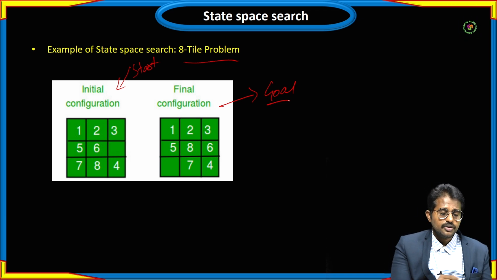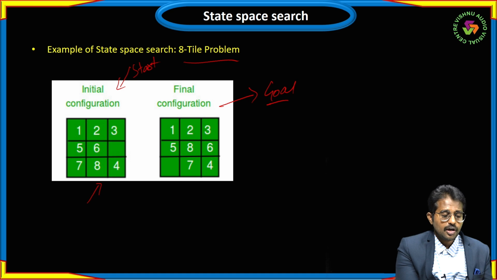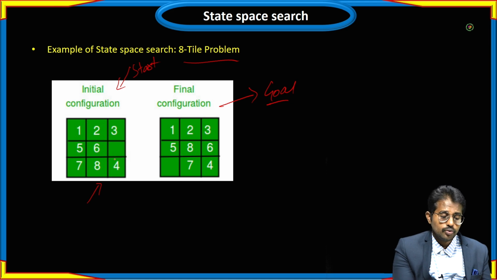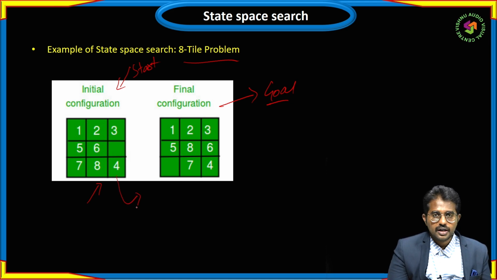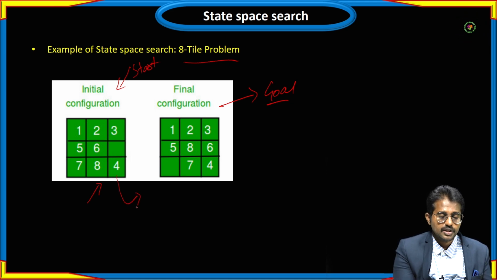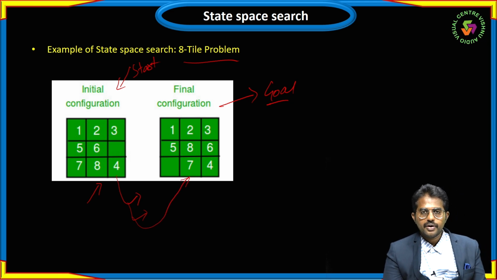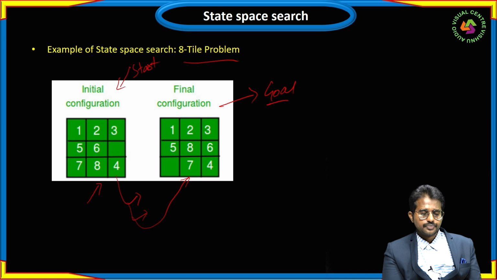Initially the configuration of the particular 8 tile will be like this. Here 1, 2, 3 are placed in the first row, 5, 6 and a blank space are placed in the second row, and 7, 8, 4 are placed in the third row. We have to go through the various states present for this particular tile, and we will try all the possibilities until we find this goal node. So this is our main problem domain.